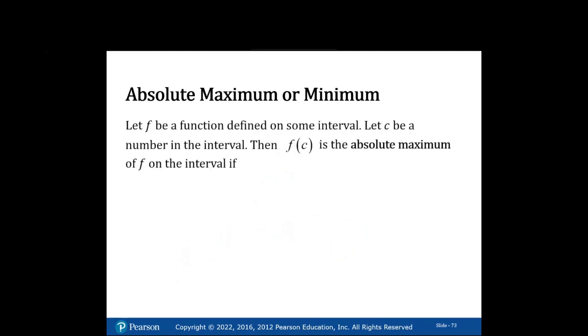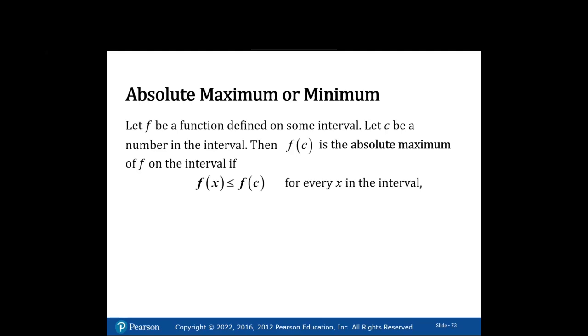So here's our official definition of absolute max and min. We have a function on some interval. c is a number in the interval. Then f of c is the absolute maximum of f on that interval if f of x is less than or equal to f of c for every x in the interval. Now this sounds a whole lot like our relative max and mins, but the difference is that it's true for every single x on the interval. So it's absolute max on the interval itself.